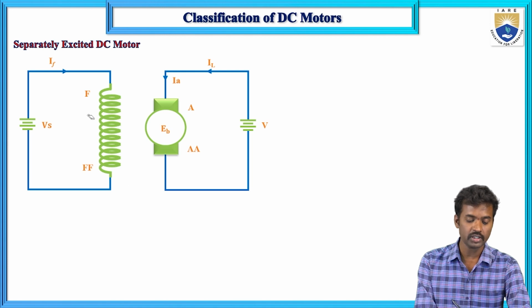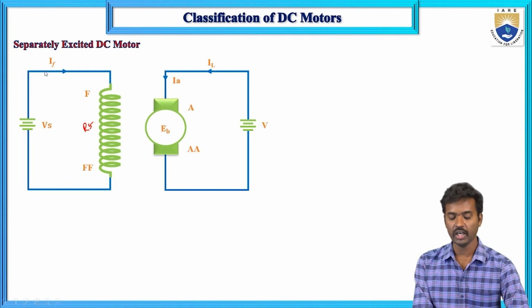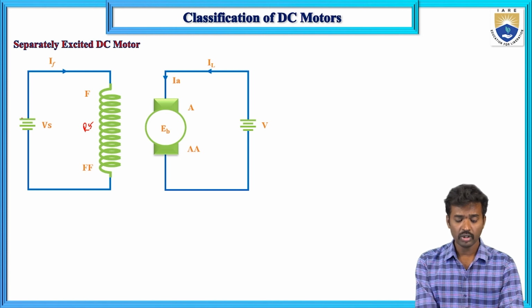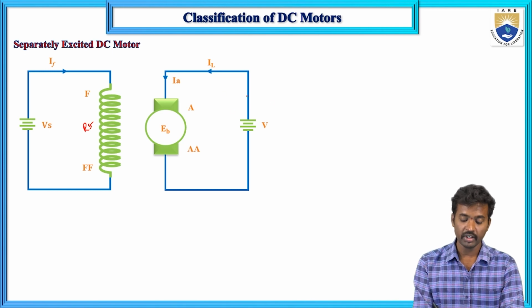The field winding is excited with a separate supply, that means a battery, and the field winding resistance is RF. It is connected to the supply, and the current flowing in it is IF. This is the stationary magnet, and here we are giving the supply voltage. So we are giving electrical energy to this DC motor, and the supply voltage is V, and IL is the line current, and here the supply and the armature are connected in series.